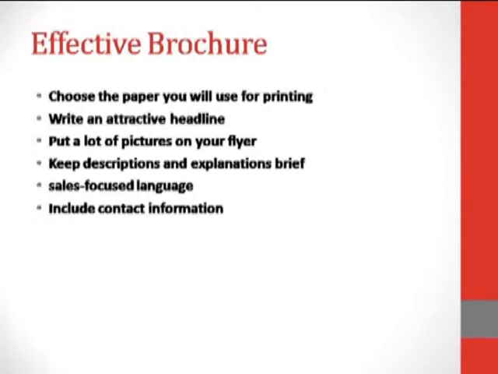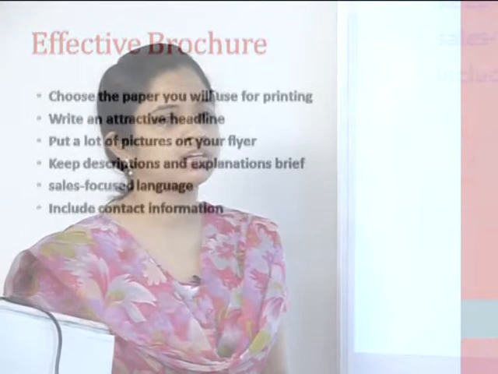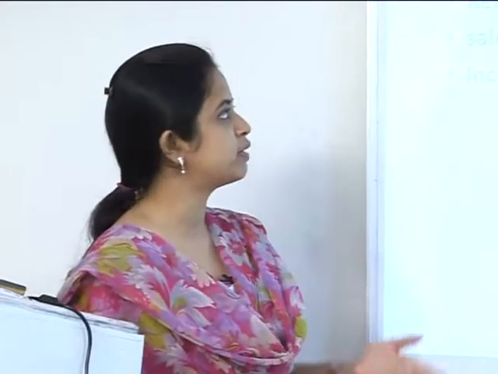Some are doing it very elaborately, very big, some make a small one, but these are the basic things that need to be considered inside it. So we can see the points on how to make an effective brochure. These are some common, specific points. First, choose the paper you will use for printing, according to your requirements or your wish, or the planning you have done for a project. Then write an attractive headline which generally attracts people.